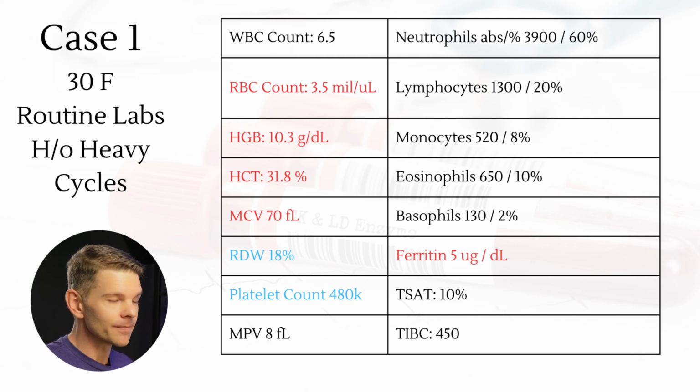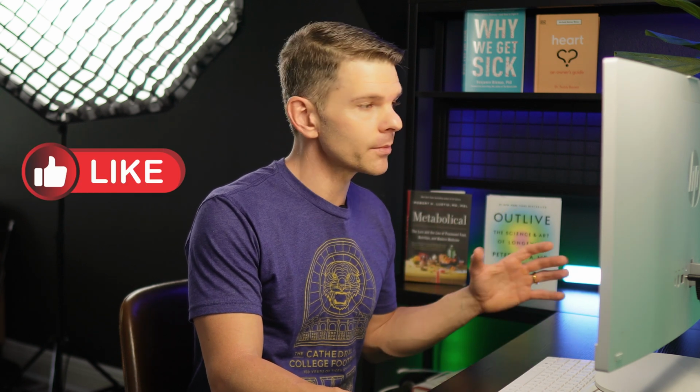So what's the treatment here? Fix the heavy bleeding and start iron replacement, which is done with a high iron diet and supplements. And I of course have video links to ferritin, hemoglobin, hematocrit, and MCV in the description.